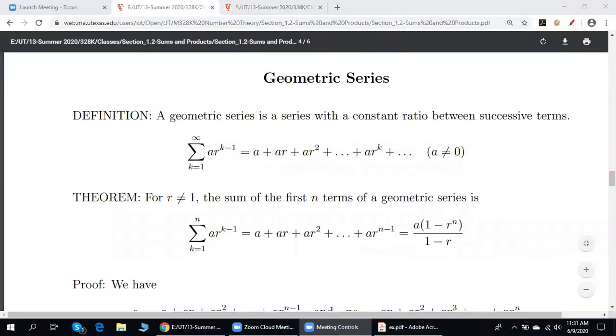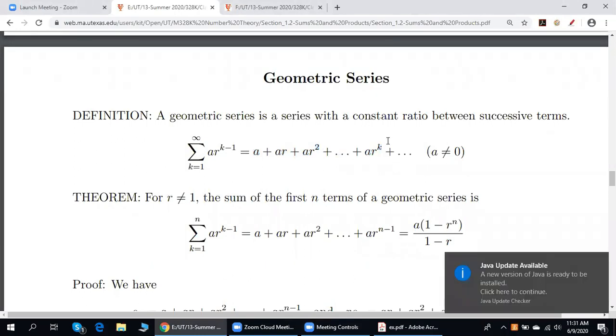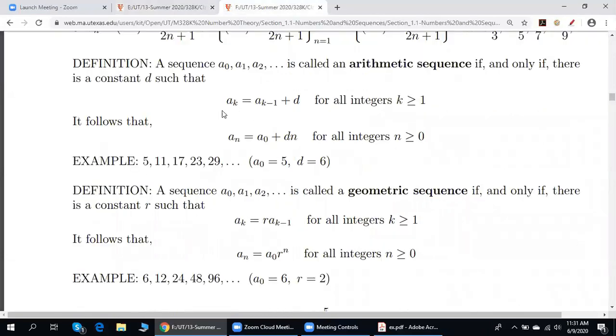Let us finish our discussion of section 1.2, geometric series. A geometric series is a series with a constant ratio between successive terms. A geometric series is this. Now, please do not confuse geometric series and geometric sequence.